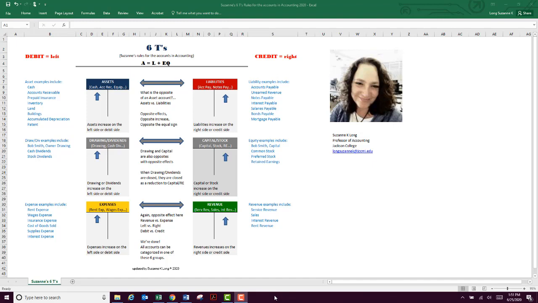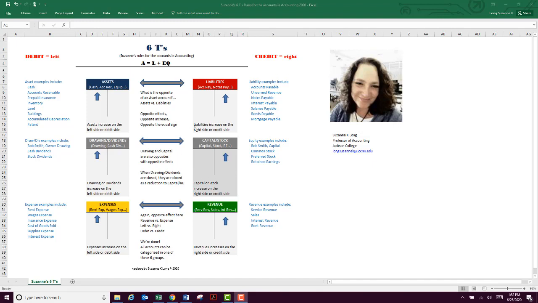I'm going to be talking to you about what I call the 6 T's. There are 6 categories of accounts in the accounting system. There are assets and liabilities, and they're like opposite to each other. Assets increase on the left, liabilities increase on the right.